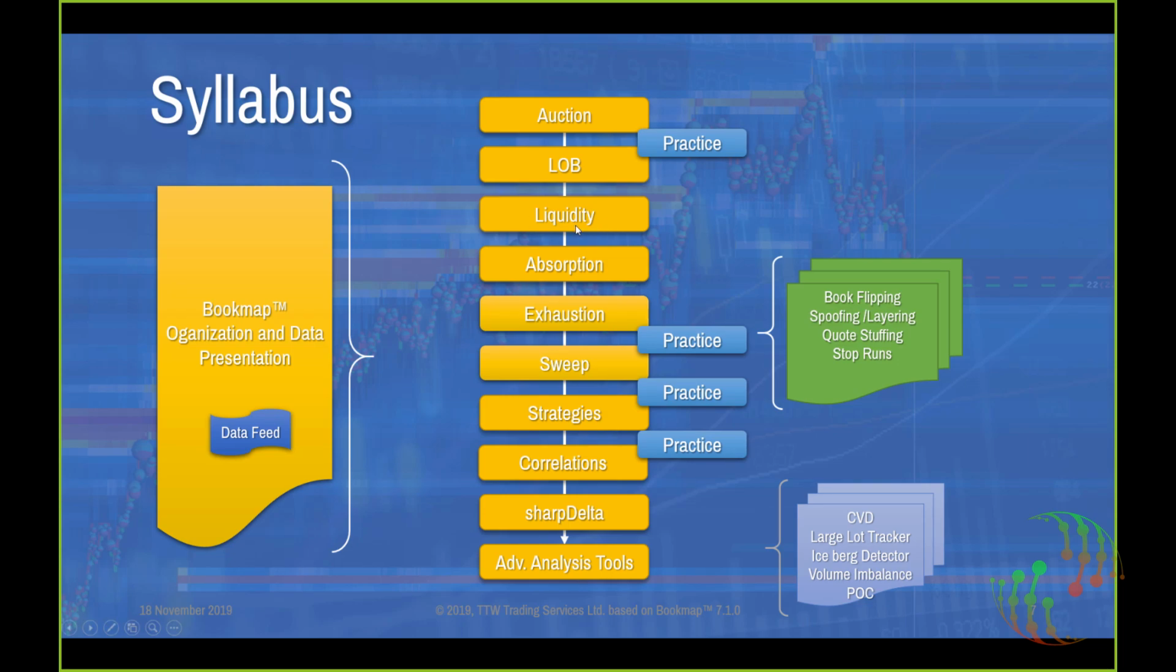Then we will have an intense look at liquidity, absorption, exhaustion. We will talk about all the fine stuff in Bookmap. We will talk about the sweep, the strategies. We come then to the strategies, first to understand how sweep, exhaustion and absorption can be seen. And I see there's a mistake in the slide. Before we come to the strategies, we will talk about correlations.